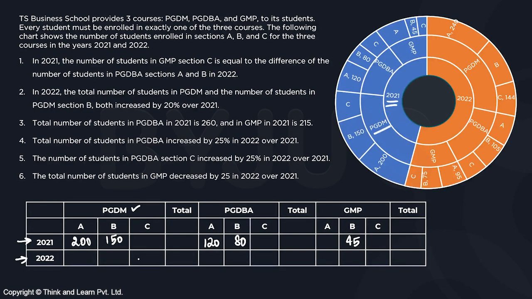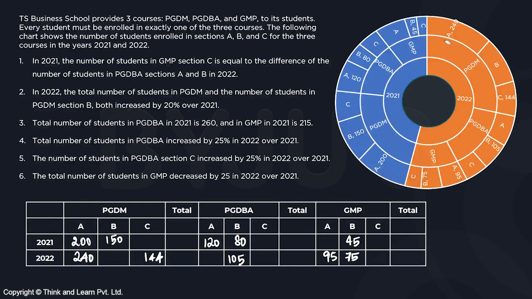Similarly, if we fill out the year 2022, the orange one, within PGDBM we have section A and section C known, section A being 240 and section C being 144. In PGDBA, only B is known as 105, and in GMP for 2022, we know both A and B being 95 and 75. So these are the cells that we can fill as of now. Now, in order to fill the remaining cells, we will have to take help of these 6 statements. So this is how we are going to start.